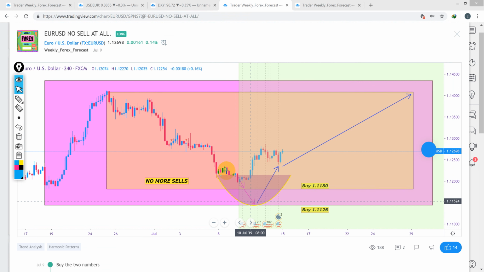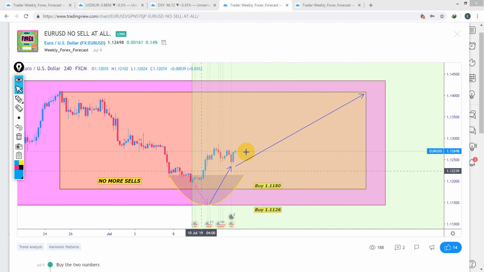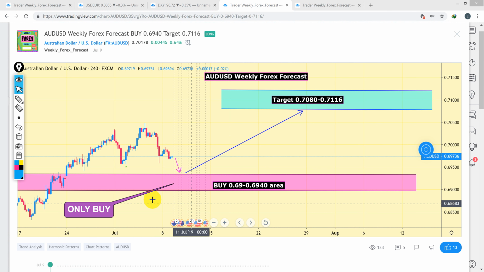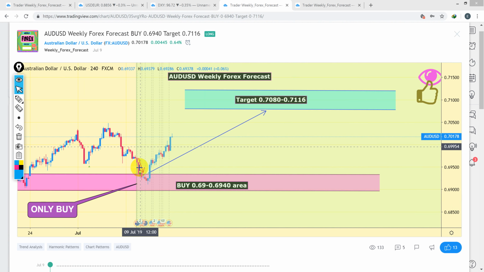Here is the euro dollar. We said, yeah, it did bounce from here. There are no more sells, only a buy. This one is the Australian dollar. We expected a drop like that, then going back up. Exactly, this is the same exact area. Buy here.